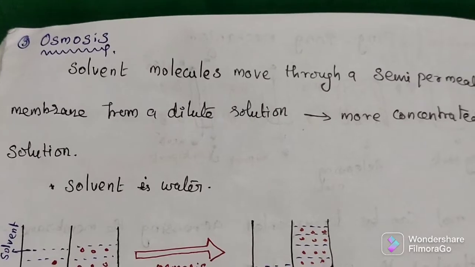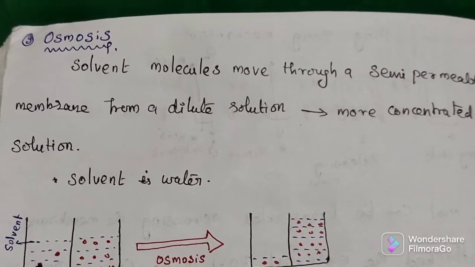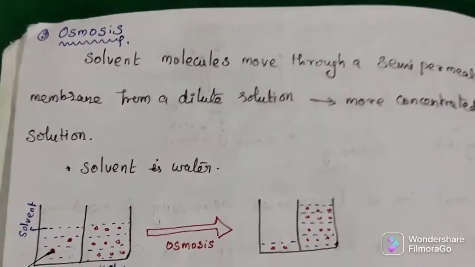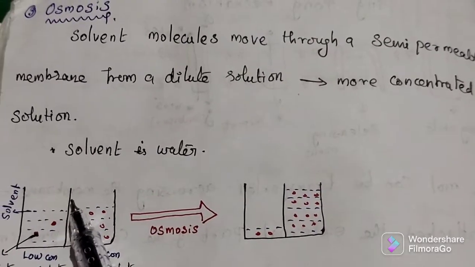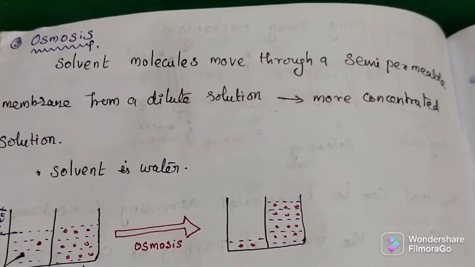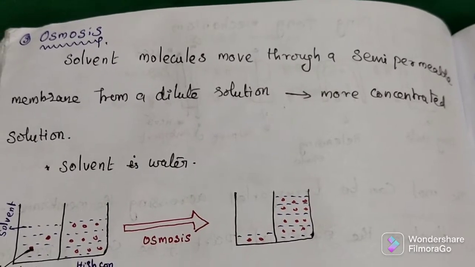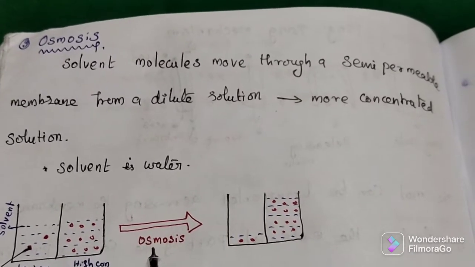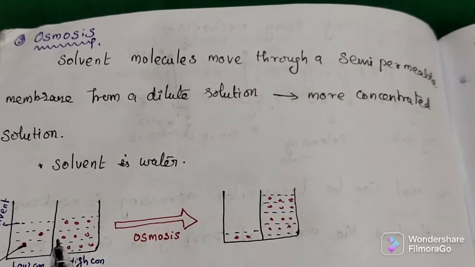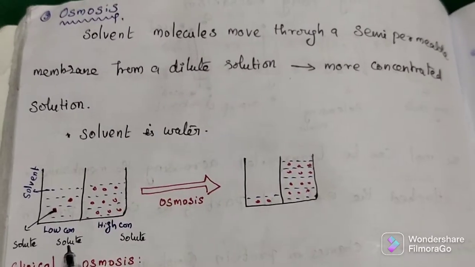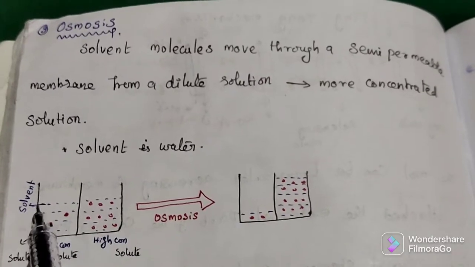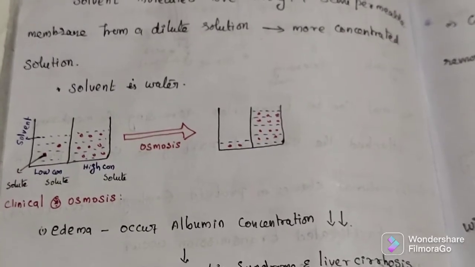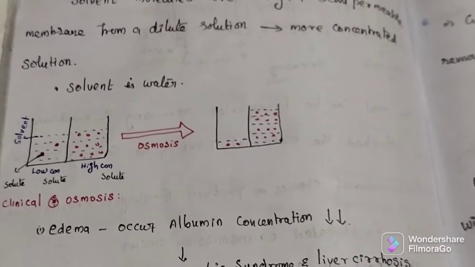Third method is osmosis. What is osmosis? Solvent, meaning water molecules, moves through a semi-permeable membrane from a diluted solution to a more concentrated solution, from lower concentration to higher concentration. Here the solvent is water. What is the clinical significance of osmosis?